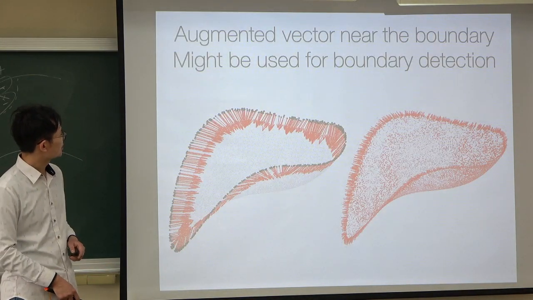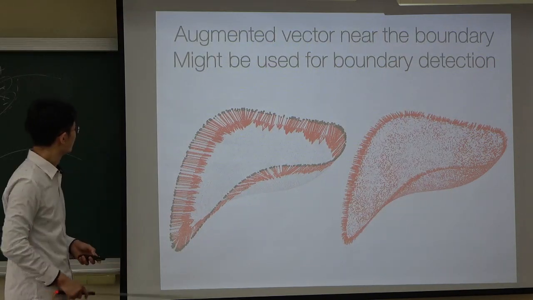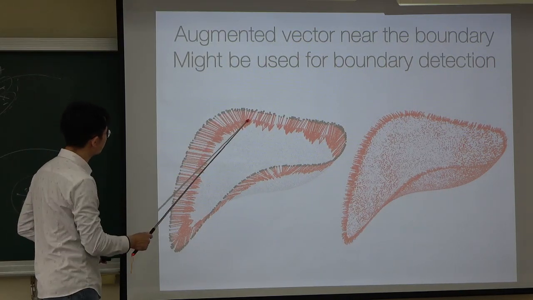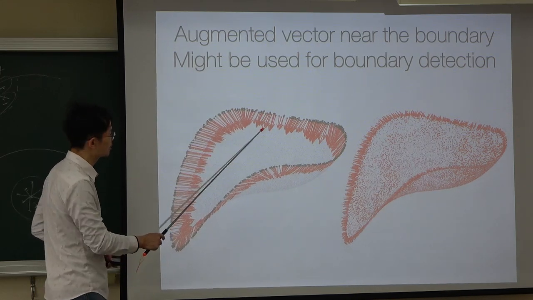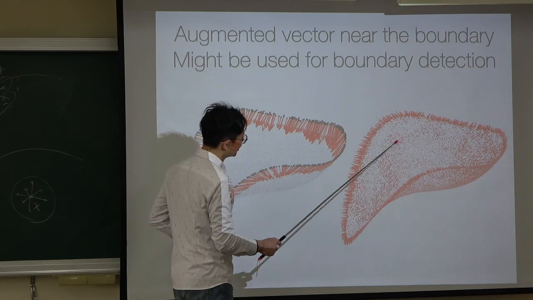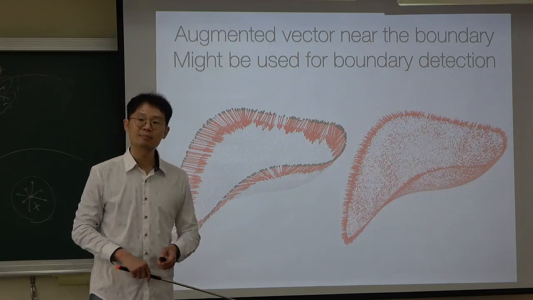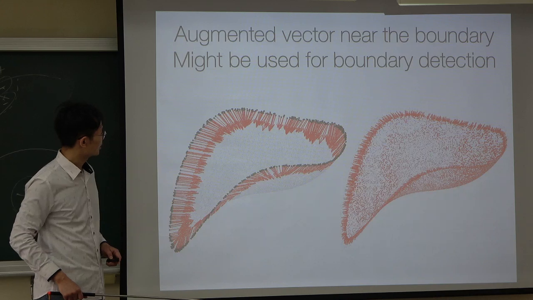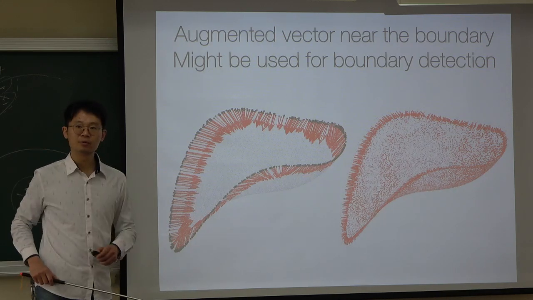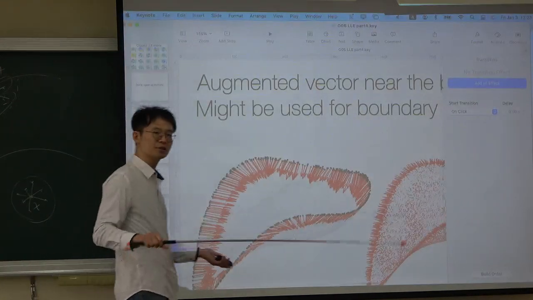Okay, so I think that is the final slide, about augmented vectors near the boundary, which I have shown you before. What you can see is that the augmented vector near the boundary is very strong and has some specific pointing direction. But away from the boundary, it is relatively small. So this can actually be used to detect the boundary, but that is not what we will focus on in this lecture. Maybe in the future, when it is more mature, we will discuss it. So I think that is it for this lecture.